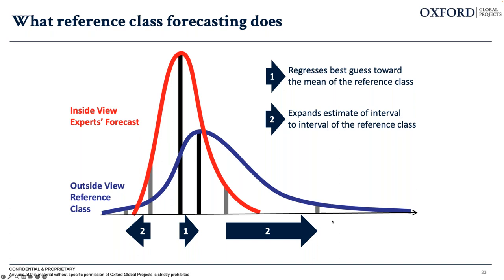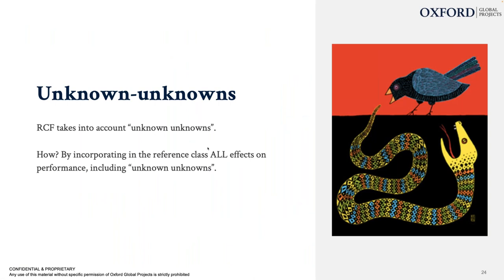And there's also a bigger variation, i.e. the wider interval in the reference class forecasting methodology, because there is a bigger variation in the project outcome than in the internal inside view expert forecast typically, because RCF includes everything that happened in previous completed projects. So also all the things that the experts and involved stakeholders did not consider. So what exactly does that mean? Well, it means in a sentence that RCF takes into account unknown unknowns because it incorporates in the reference class all the effects on performance that previous projects encountered.